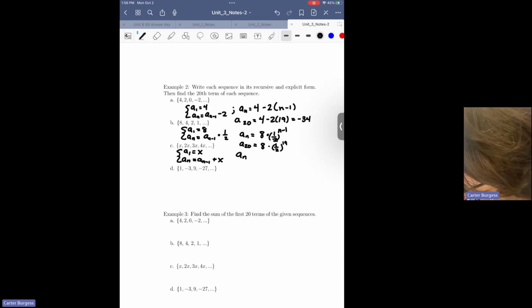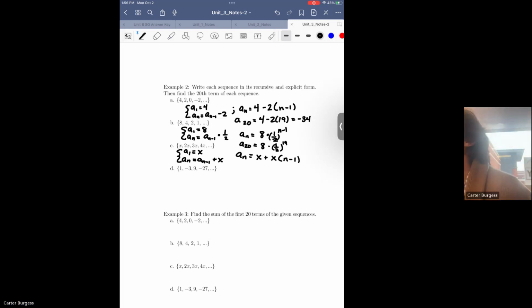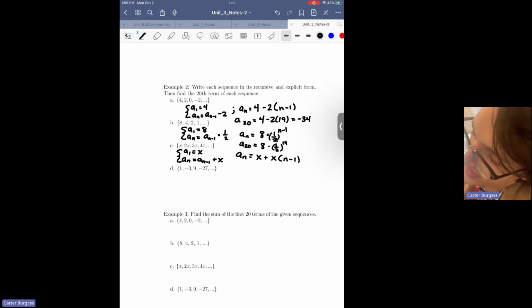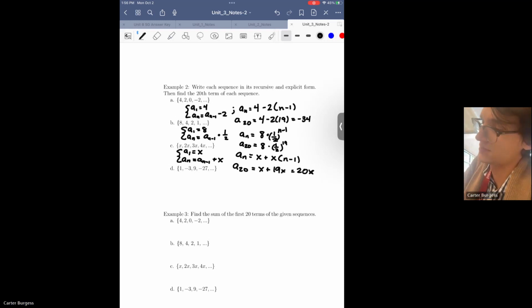And so for a sub n, I get x plus, what am I doing to x? Well, I'm adding x n minus 1 times. And again, if you have this reversed, if it's x plus n minus 1 times x, it's the exact same thing. I'm writing it like this so that the verbalization is consistent with what we are seeing here. And then a sub 20, I get that this is x plus 19x, which is just 20x.